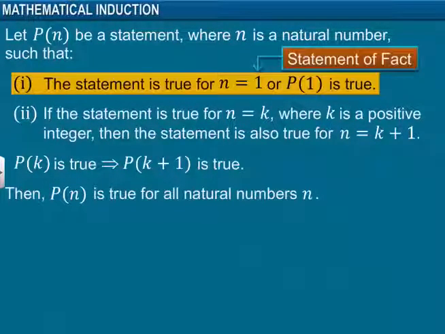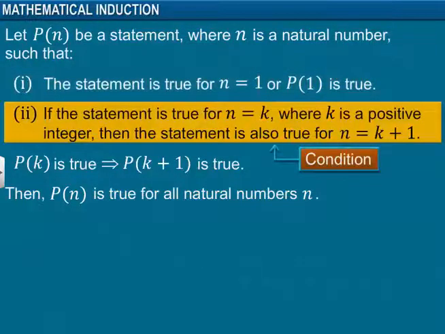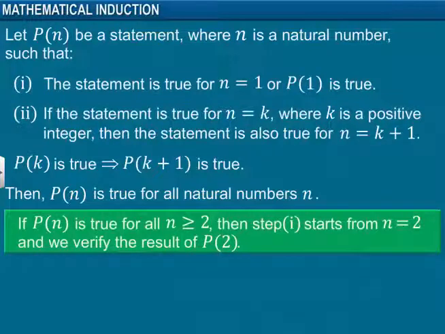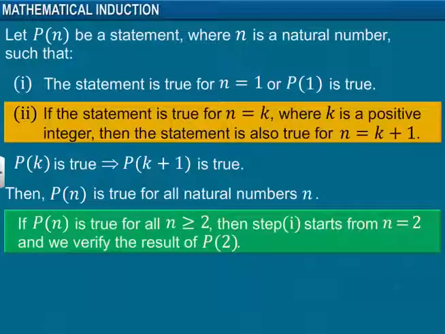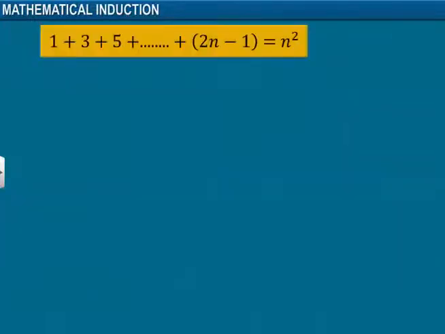Principle 1 is a statement of fact, while Principle 2 is a condition. If P of n is true for all n greater than or equal to 2, then the first step starts from n equal to 2, and we verify the result of P of 2. Next, if the second principle is true for n equal to k, then it is also true for n equal to k plus 1. Let's look at an example.